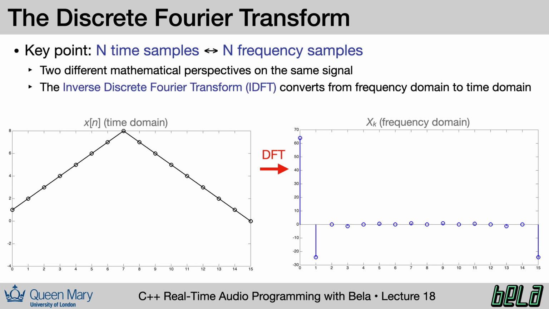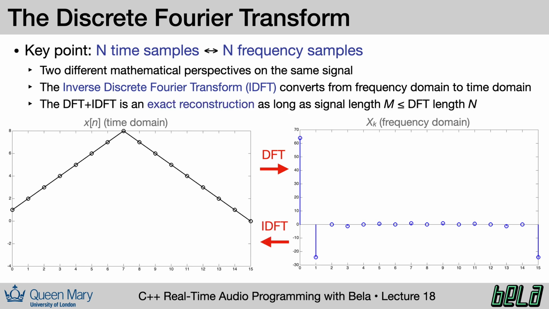There is also an inverse discrete Fourier transform which does the opposite, n samples in the frequency domain back to n samples in the time domain. And as long as our DFT has at least as many points as the original time domain signal we're working with, we can always get an exact reconstruction of that signal by taking the DFT and the inverse DFT. If you haven't already watched Lecture 17, I would encourage you to do so to get more context on this process. We're also going to come back to the meaning of each DFT frequency bin in the next lecture.